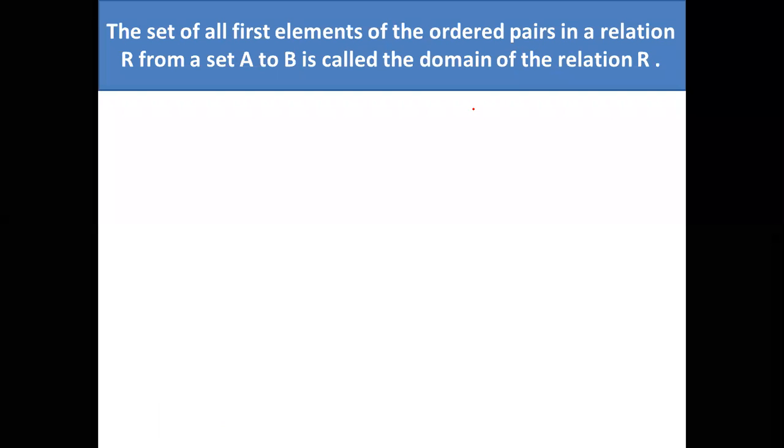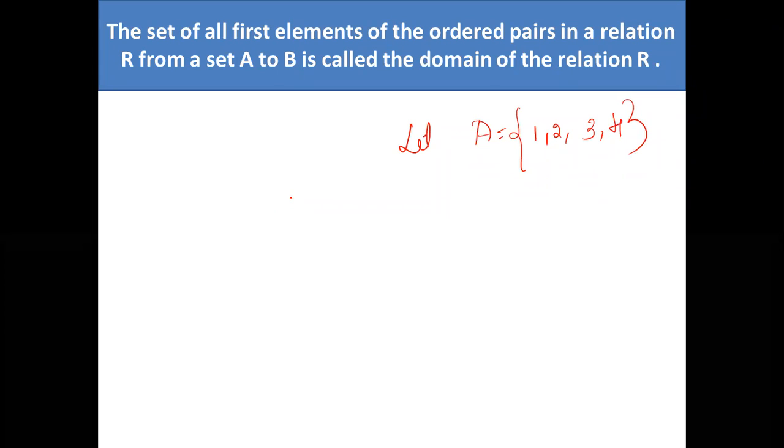Okay, let A be equal to {1, 2, 3, 4}. And I'll define a relation. R is equal to, I'll give the definition. You have to tell me what are the elements.